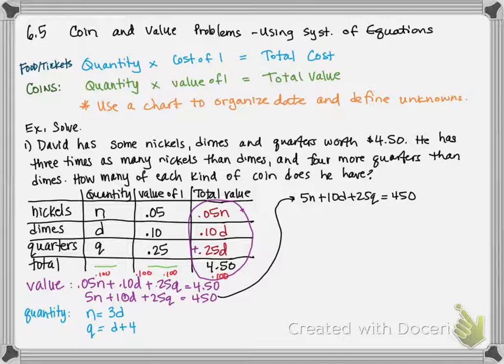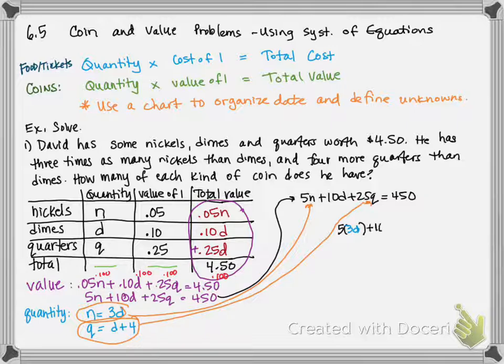And I'm going to substitute in 3d for n and d plus 4 in for q. Okay, so that's going to give me 5 times the quantity 3d plus 10d plus 25 times the quantity d plus 4, and that's going to equal 450.